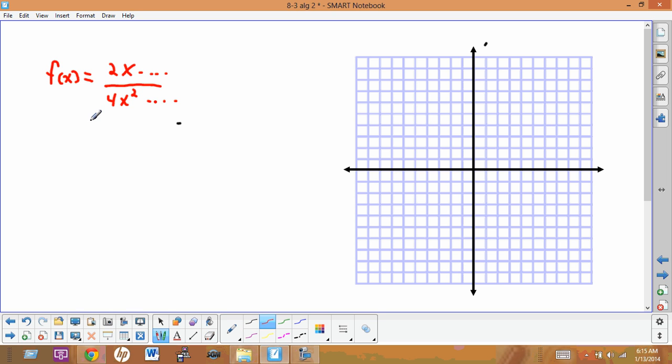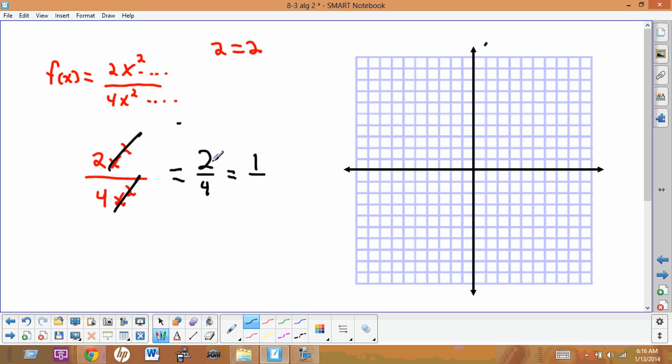Let's just say they were identical. Now we both have 2. We know 2 is equal to 2. So what happens if they're the same? Well, let's go back to the dividing case. If I were to divide these, they would cancel out. So when your powers are the same, or they cancel out if you divide them, you're simply left with the coefficients out in front, which would be 1 over 2.